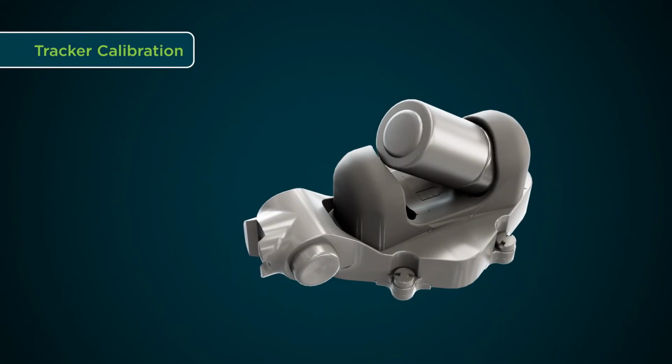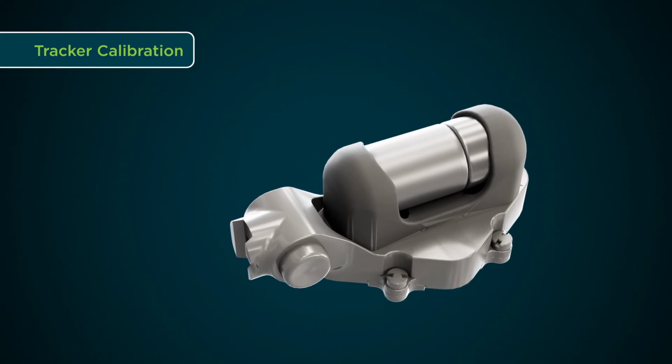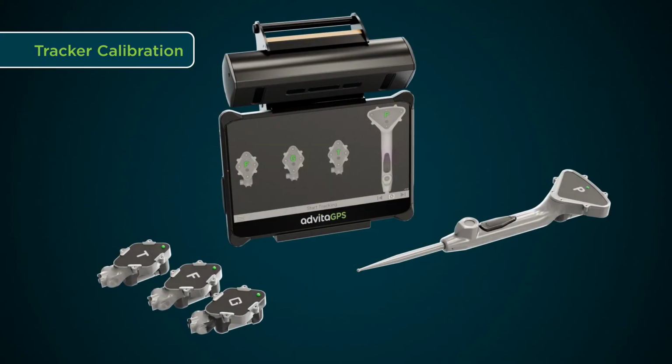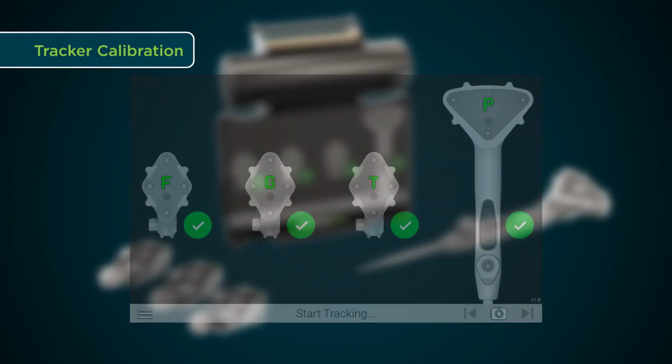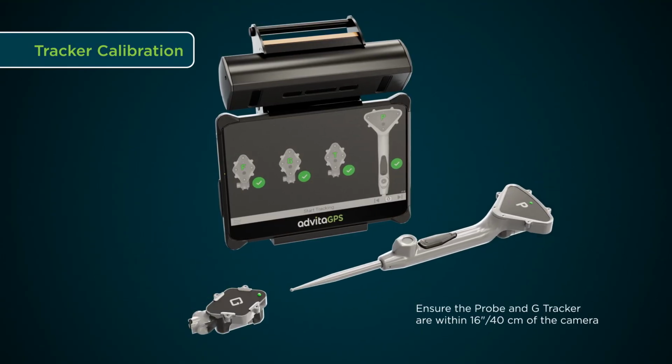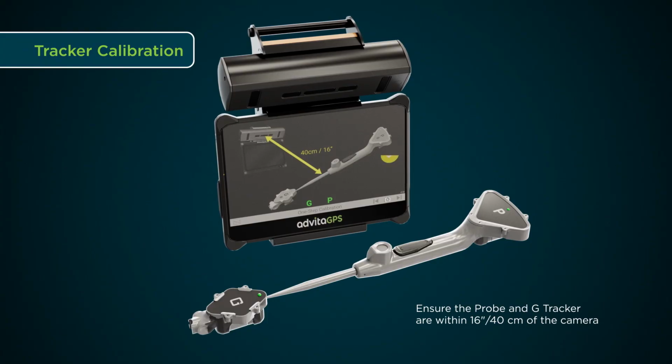Insert the batteries, positive end first, into each of the trackers. Pair the trackers to the station. Next, calibrate the trackers. You will hear an audible tone when it's successfully calibrated.